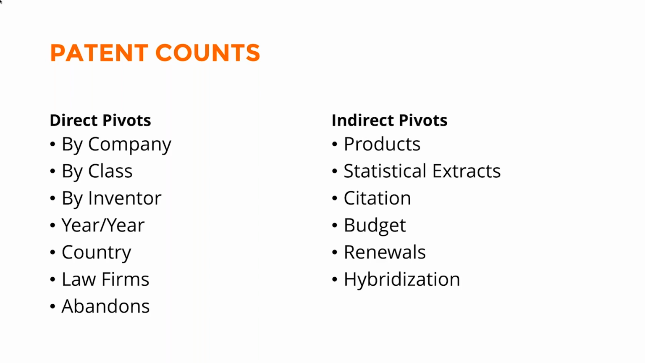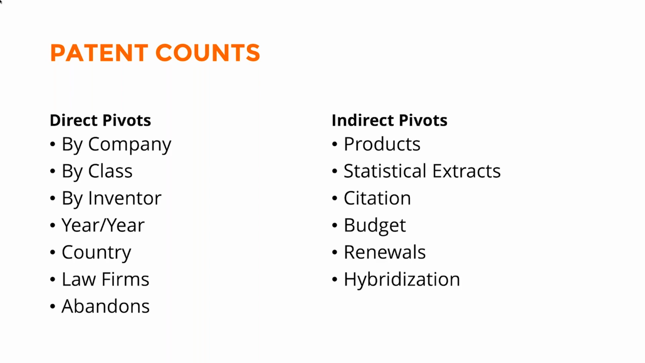But it gets probably much more interesting if we start adding a couple of the direct pivots. So how many in this class by this owner? You can stack these things up, level after level after level. In general, I think a direct pivot is extractable data from bibliographic data.